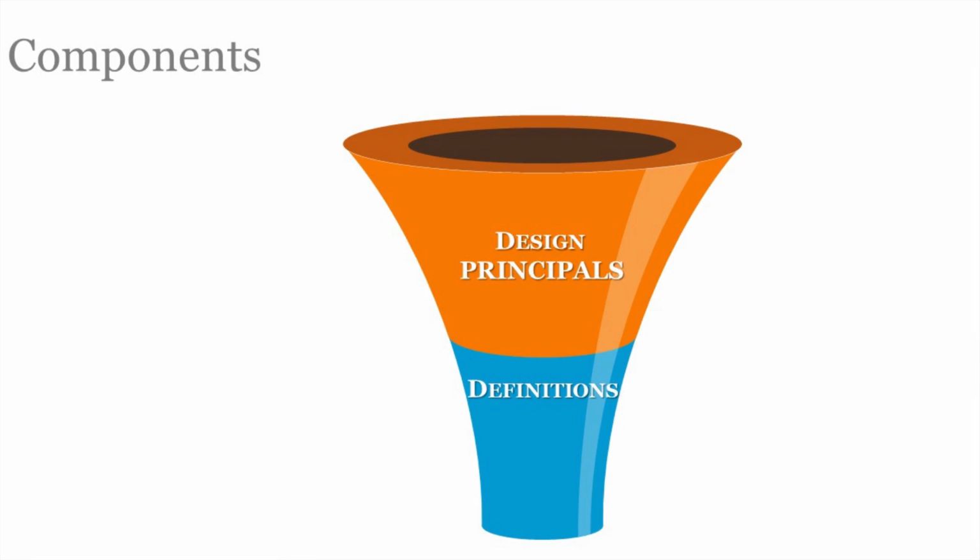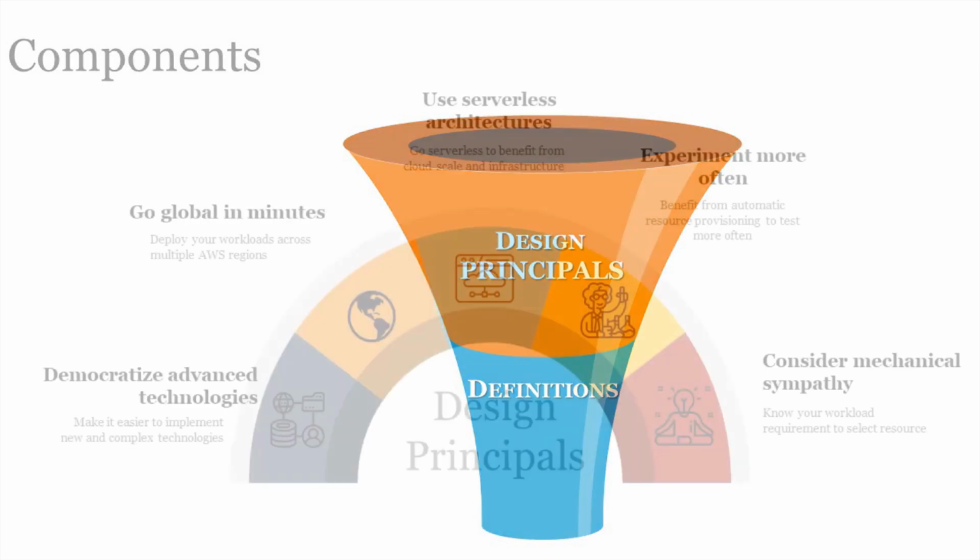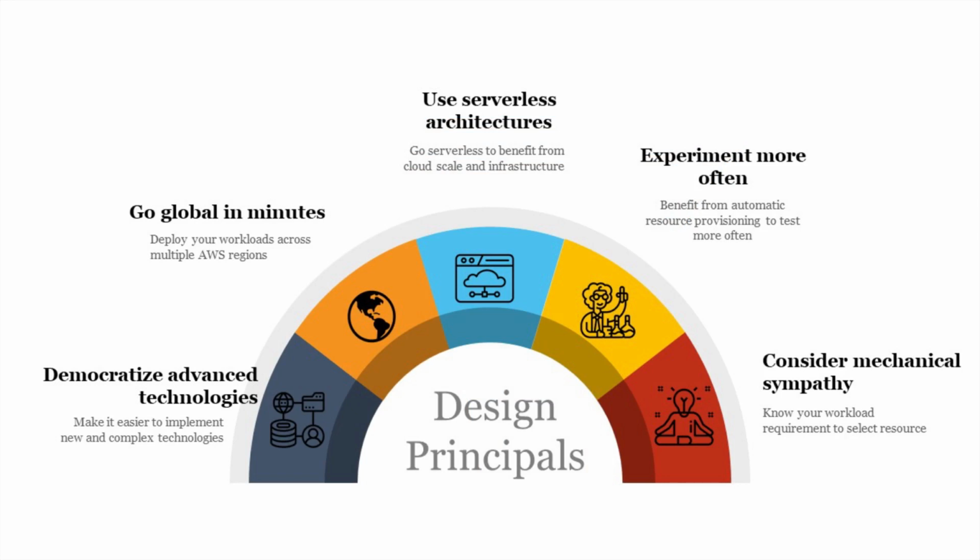Components. As with any of the pillars of the Well-Architected Framework, the performance efficiency pillar also covers the following two broad areas: design principles, definitions. Design principles. Following the various design principles highlighted in this pillar can help you achieve and maintain efficient workloads in the cloud. 1. Democratize advanced technologies.